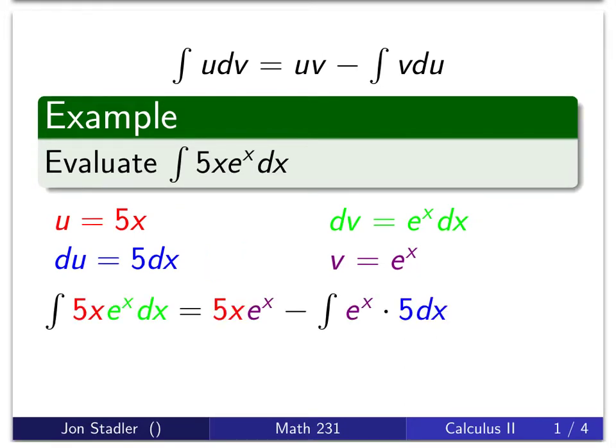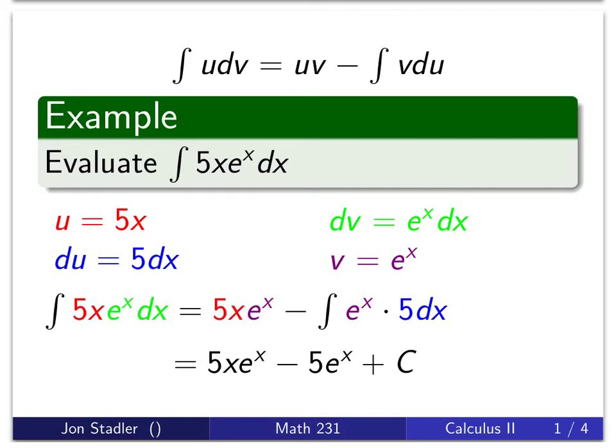So, just to review, here we have the integral of u dv is equal to u times v minus the integral of v times du. Now our job isn't done when we do integration by parts. It just produces a new integral for us. With any luck, a simpler integral. In this case, it is simpler. The integral of 5e to the x is 5e to the x. And so we have 5x e to the x minus 5e to the x plus a constant.